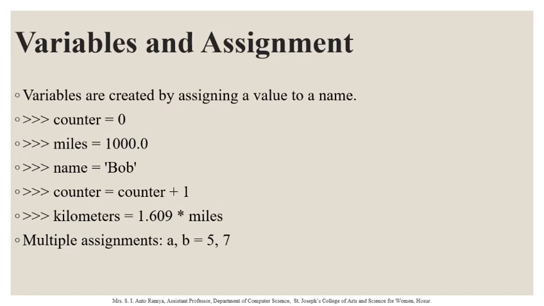Counter is equal to 0. Here counter is accepting an integer value. Miles is equal to 1000.0. Here miles is accepting a floating point value. Name is equal to Bob. It is given within single quotes, so it is a string. Counter is equal to counter plus 1 is an expression. Kilometers is equal to 1.609 into miles is also an expression. We can also use multiple assignments. It is given in the example: a comma b is equal to 5 comma 7. So the value of a is going to be 5 and the value of b is going to be 7 in this case.